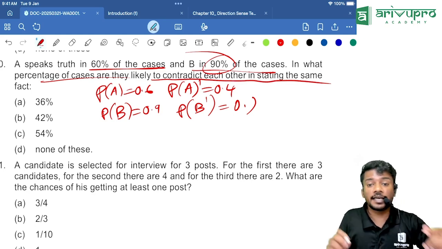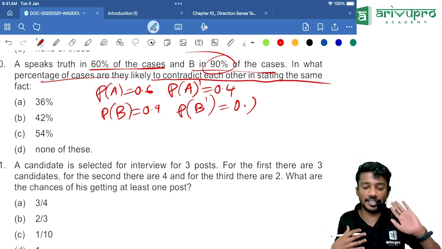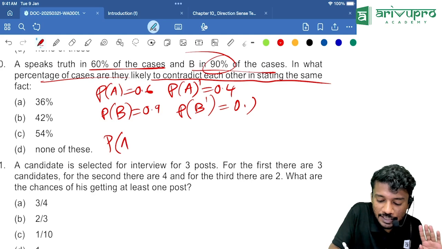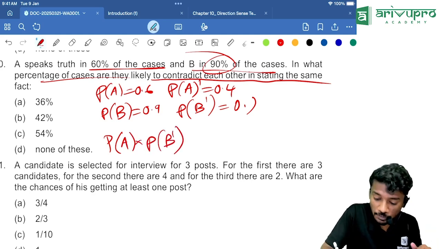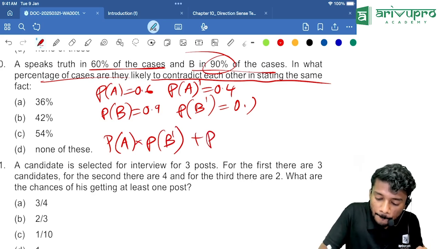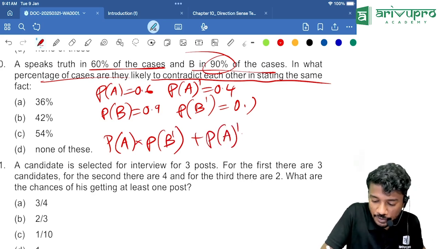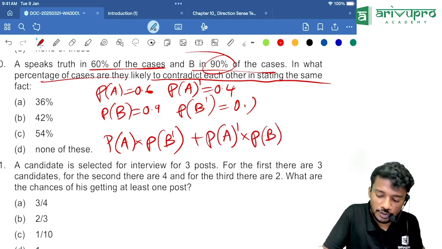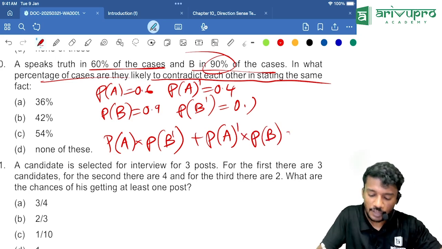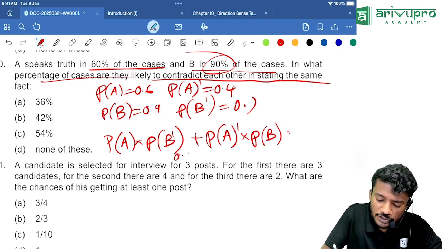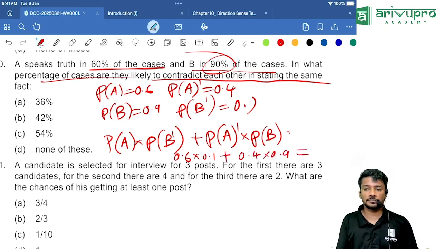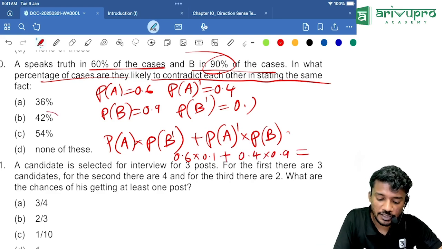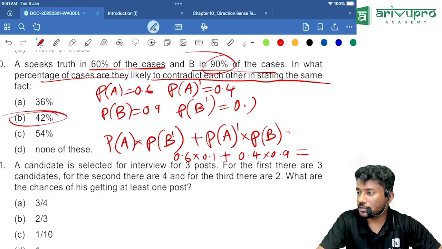Contradict each other means, first, A is telling the truth and then B is telling a lie. They are contradicting each other. Plus, A is telling a lie and B is telling the truth. So 0.6 into 0.1 plus 0.4 into 0.9. How much is the answer? 0.42. How much percentage? 42 percent.